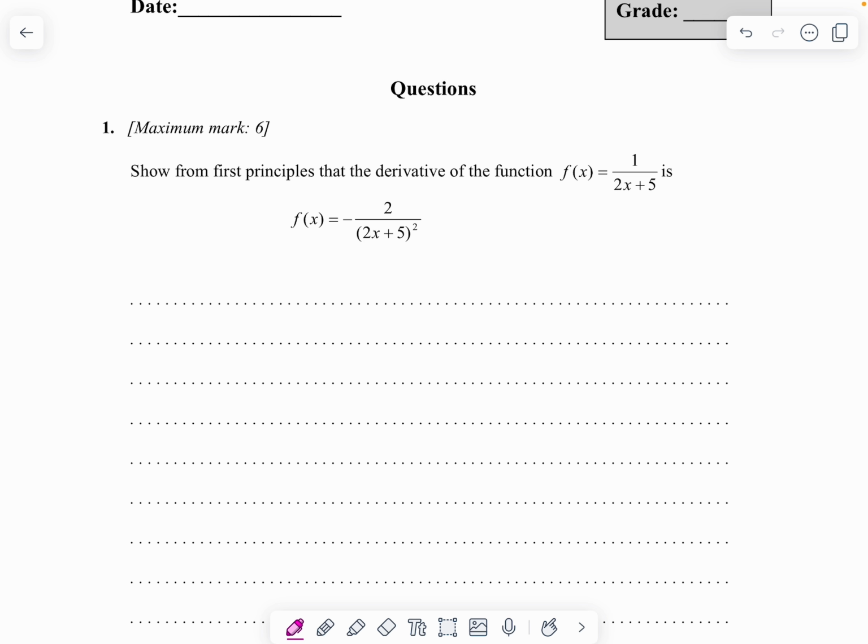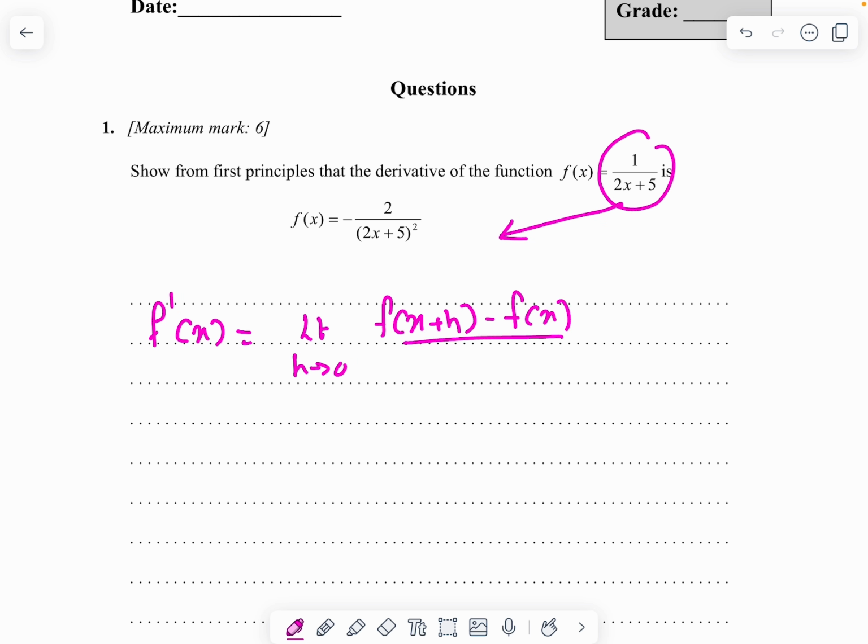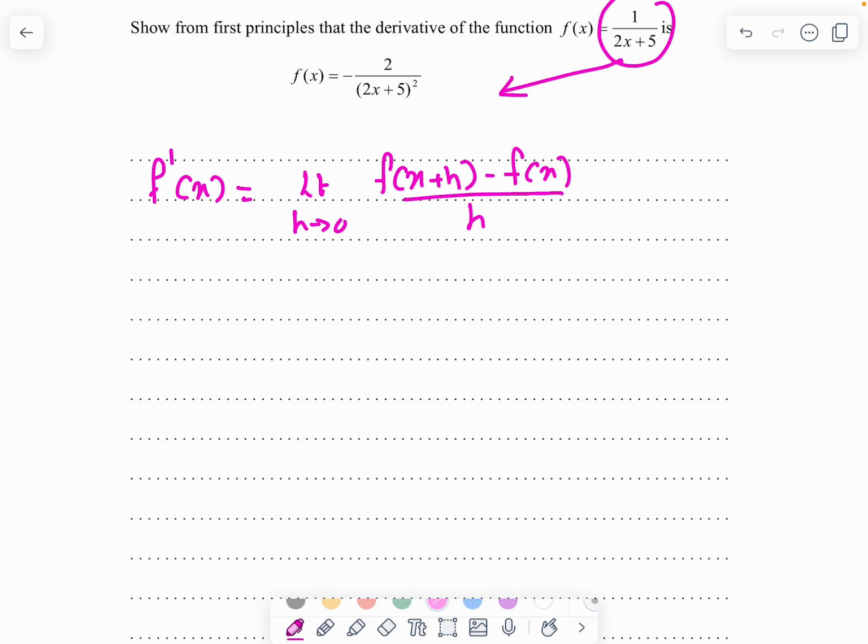Show from the first principles the derivative of this one equals to this. So we have to show that from first principles. What does first principle say? f prime x equals limit h approaches 0 of f of x plus h minus f of x, divided by h. So what does it mean? Instead of x, you have to plug in x plus h in the function.